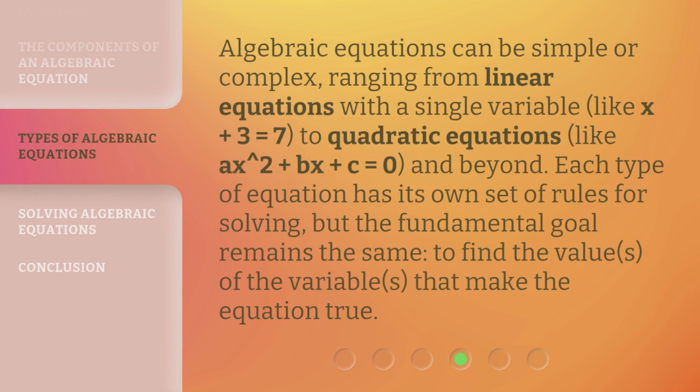Algebraic equations can be simple or complex, ranging from linear equations with a single variable, like x plus 3 equals 7, to quadratic equations, like x squared plus bx plus c equals 0, and beyond. Each type of equation has its own set of rules for solving, but the fundamental goal remains the same: to find the values of the variables that make the equation true.